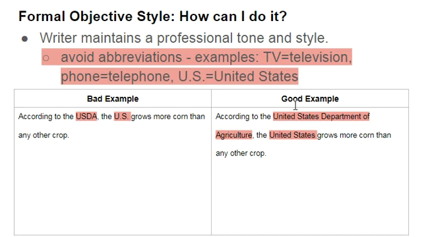I would say an exception to this would be NASA. NASA, I honestly don't know off the top of my head. I would have to look it up to be sure what NASA stands for. It is technically an acronym, but because we pronounce it as NASA, as its own word, and NASA is referred to even by government officials as NASA, it's okay to say NASA.